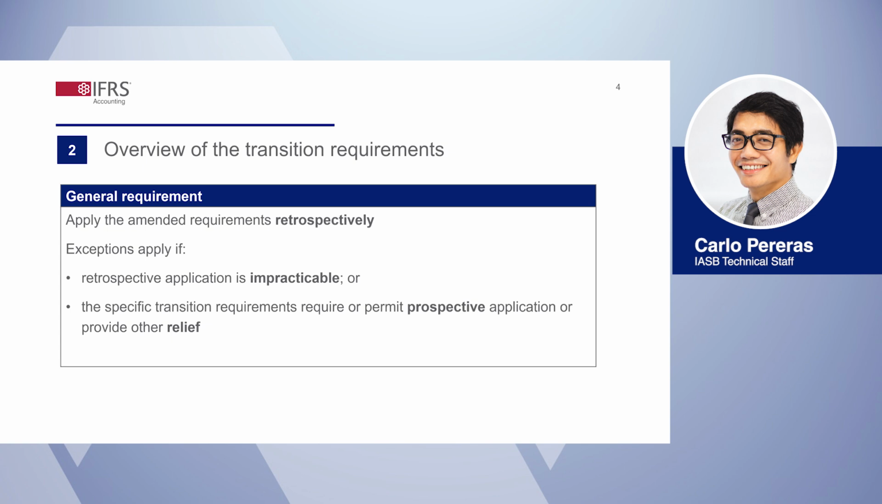Also, some of the amended requirements in the standard have specific transition requirements which are set out in Appendix A. For example, in some cases, the SME might be required to apply an amended requirement prospectively, or it might be permitted to use a specific relief from retrospective application. We'll look at what this means in more detail when we look at the specific transition requirements.